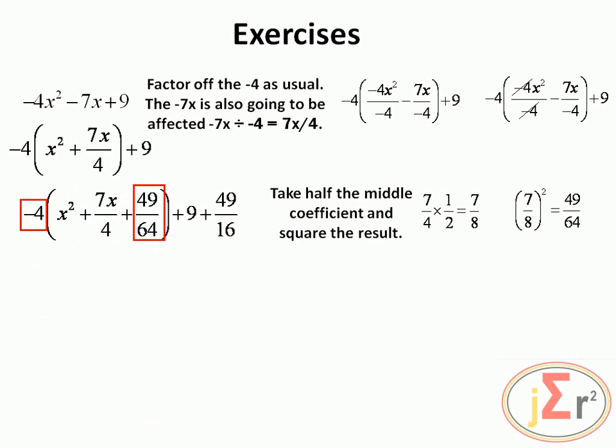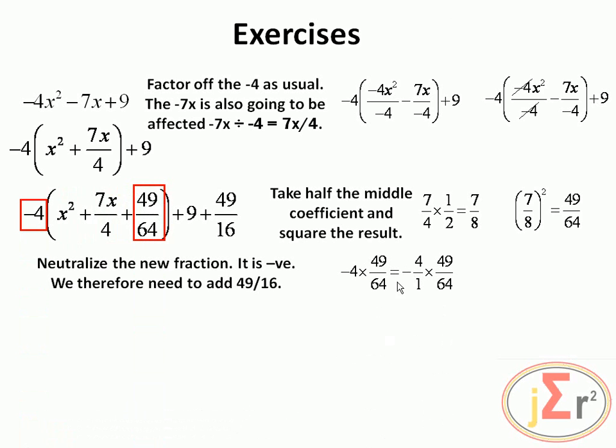So what do we do now? We need to get rid of this 49 over 64 that was not there before. So we're going to multiply 49 over 64 by 4. So here we have it: negative 4 multiplied by 49 over 64. And of course, that turns out to be 49 over 16. Of course, the negative sign is also considered, so we have a negative 49 over 16. So in the end, we need to add 49 over 16.